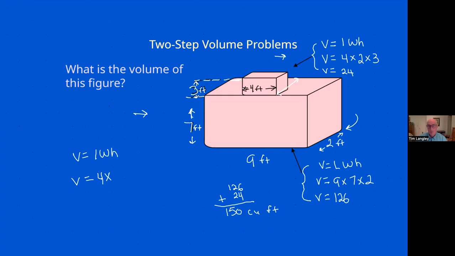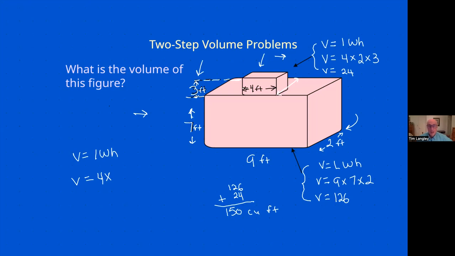So if you find the volume of this first shape, that's 4 feet by 3 feet tall, and here's my 3 feet over here, I'm drawing an arrow towards it, times a depth of 2 feet. That gives me 24. So this first block here is 24 cubic feet.